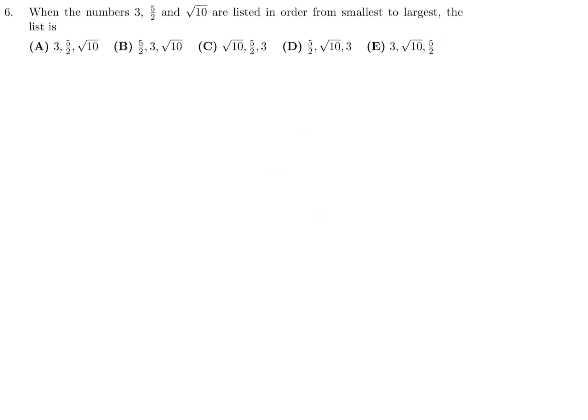When the numbers 3, 5 over 2, and root 10 are listed in order from smallest to largest, the list is? Well, 5 over 2 is 2.5, and root 10 is approximately 3 point something, 3.2 perhaps. So now we can easily order this from smallest to largest. The smallest is 5 over 2, which is 2.5, and then the 3, and then the root 10. So 5 over 2, 3, and root 10 for number 6 is B.